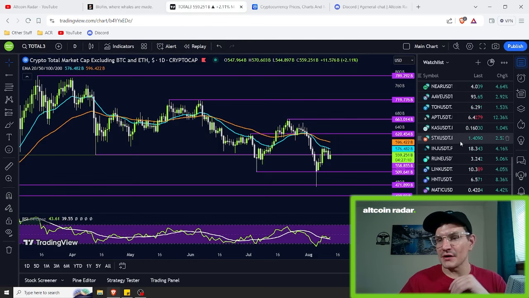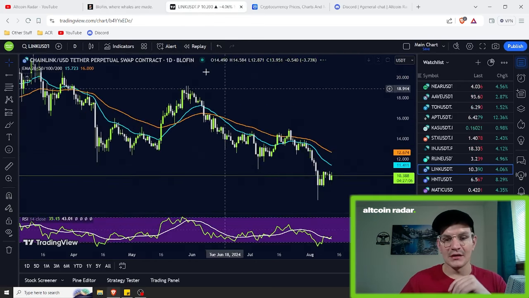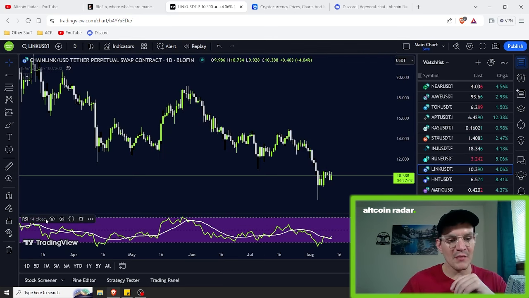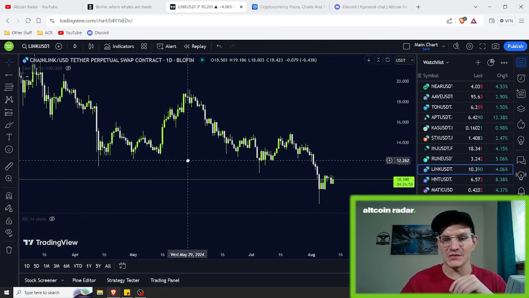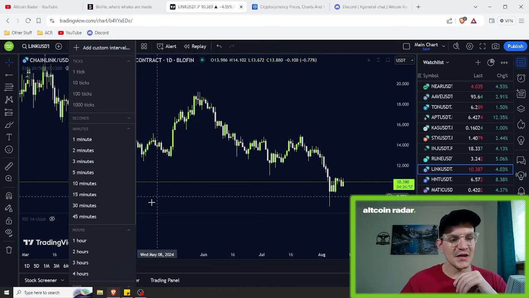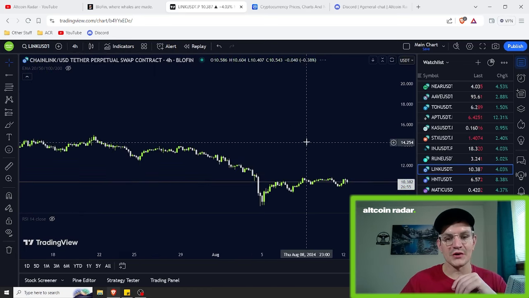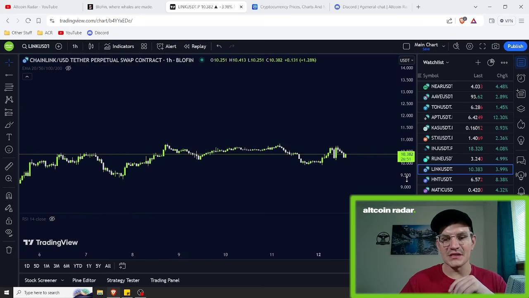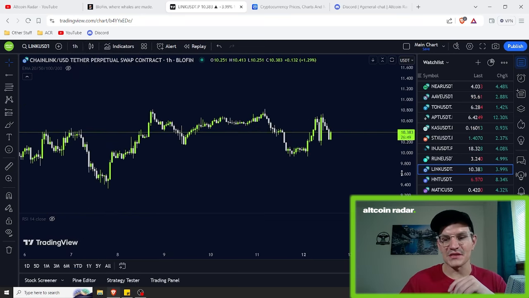So we're just going to pick a random coin here. I'm going to go ahead and pick Chainlink. And then let me go ahead and mark out my personal indicators, and we will start with a fresh chart here. Let me actually go to the 4-hour chart as well. Actually, no, we'll go to the 1-hour chart just because it'll be easier to show different examples here and whatnot.